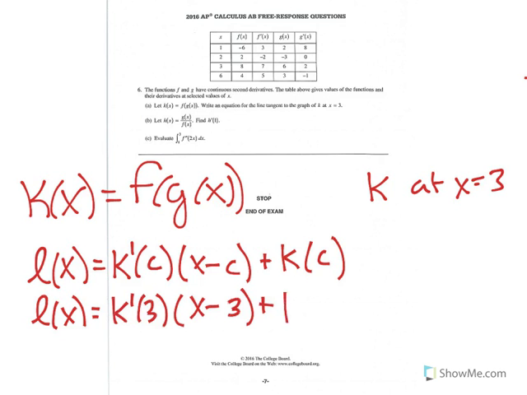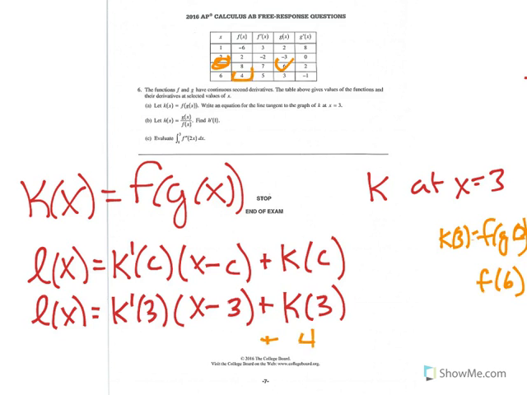plus k of 3. So now I have to find the specific values to fit in there. So k of 3 is pretty much the easier one to find because I'm going to fill it in here. K of 3 is going to be f of g of 3. So I'm going to go to the table. Here's 3. G of 3 is 6. So now I want to find f of 6. F of 6 is 4. So this part is 4. This is x minus 3.